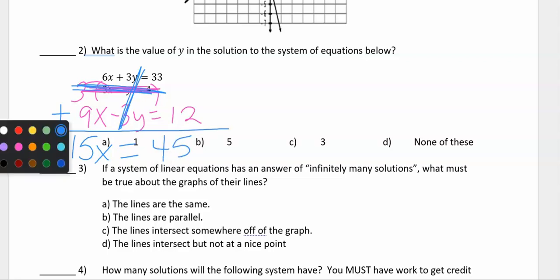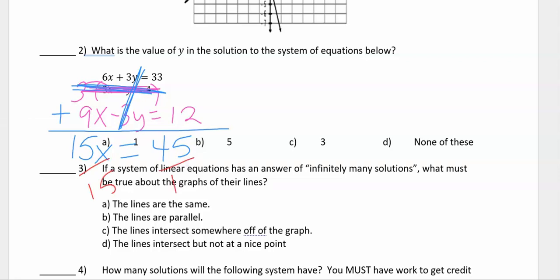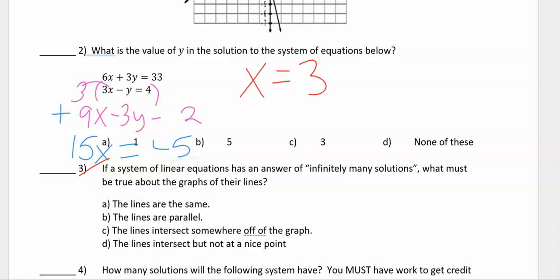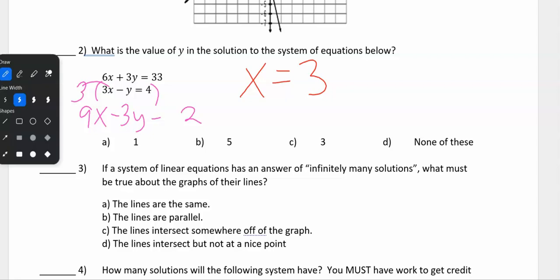Okay, now it's just a really basic equation. So I'm going to divide by 15 and solve this here. 45 divided by 15, x equals 3. Okay, be careful. That's not the answer. Let's kind of remove all that now. That's not the answer, you guys. They want to know what the y value is. So just read really carefully.